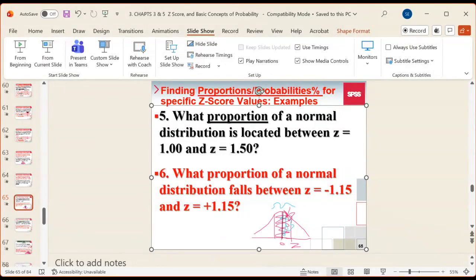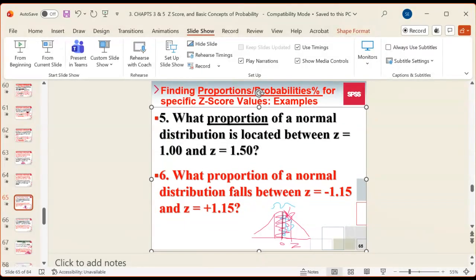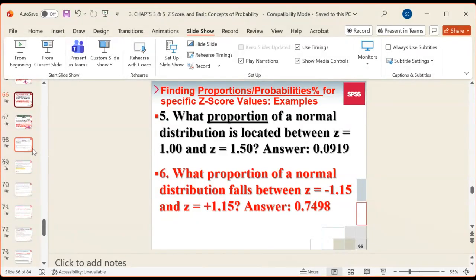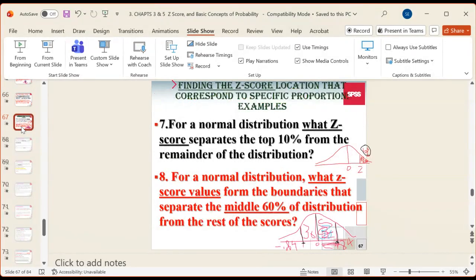On the top one, same thing. This is the area between 1 and 1.5. You draw the distribution, and you have 1, and then you have 1.5. So right in the middle of those two. And those are the answers that you can use to correct yourself. Once you feel comfortable with these, then you can take your next quiz.